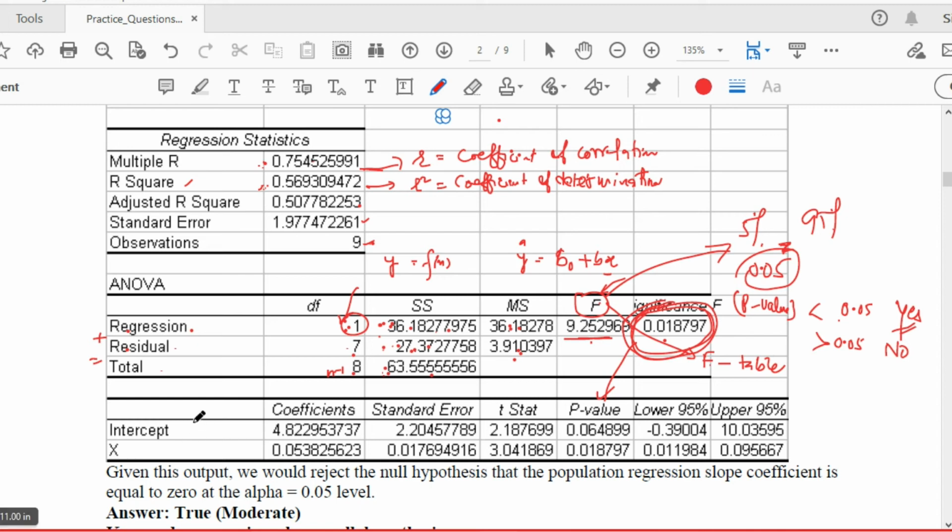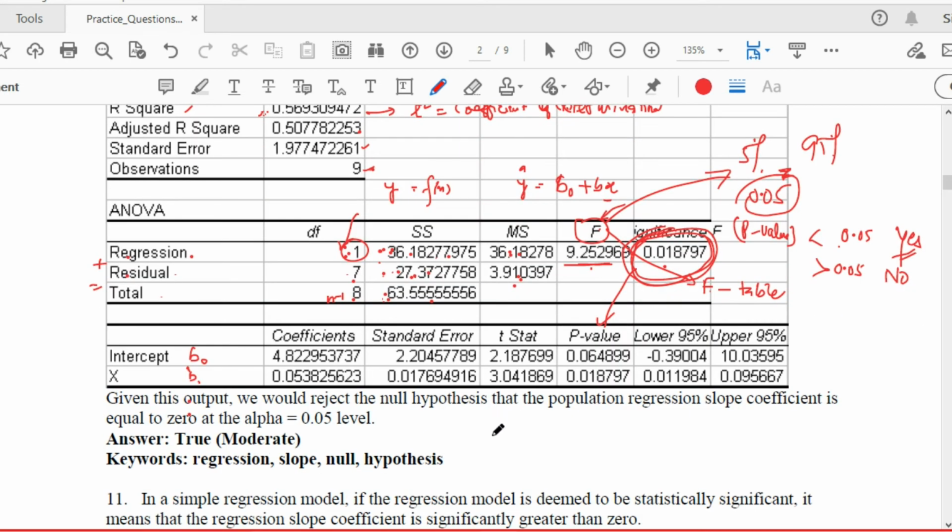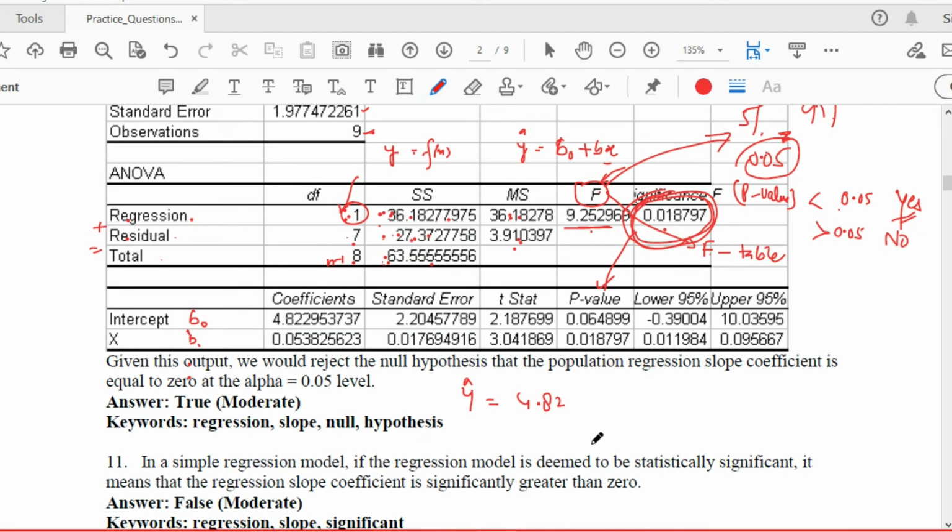Come here and write b0, b1. If there are more variables, write b2, there will be more lines. We'll see that in the next class in multiple regression. So b0 is this, b1 is this. Now the question will be to write the linear line, the regression line. How will you write it? Simply y cap is equal to b0, 4.82, I'm taking 2 digits only, plus b1, 0.05 only, and x. This is our regression line. You can write all the digits, but in short we can write it like this.